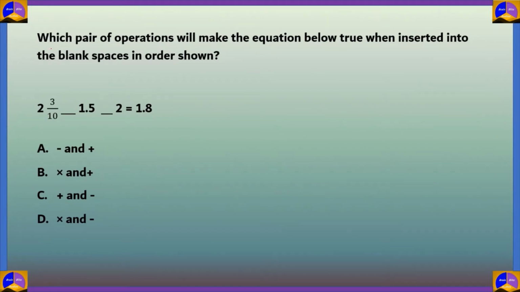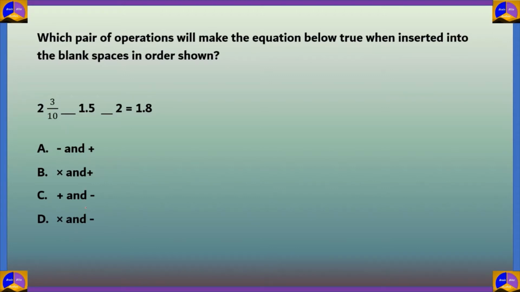Next question. Which pair of operations will make the equation below true when inserted into the blank spaces in the order shown below? 2 3 by 10 dash 1.5 dash 2 is equal to 1.8. Option A, minus and plus. Option B, multiplication and addition. Option C, addition and subtraction. Option D, multiplication and subtraction.